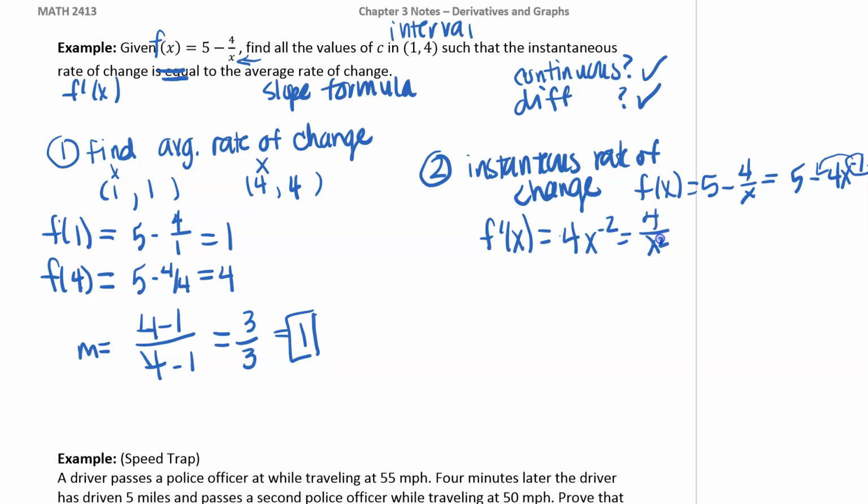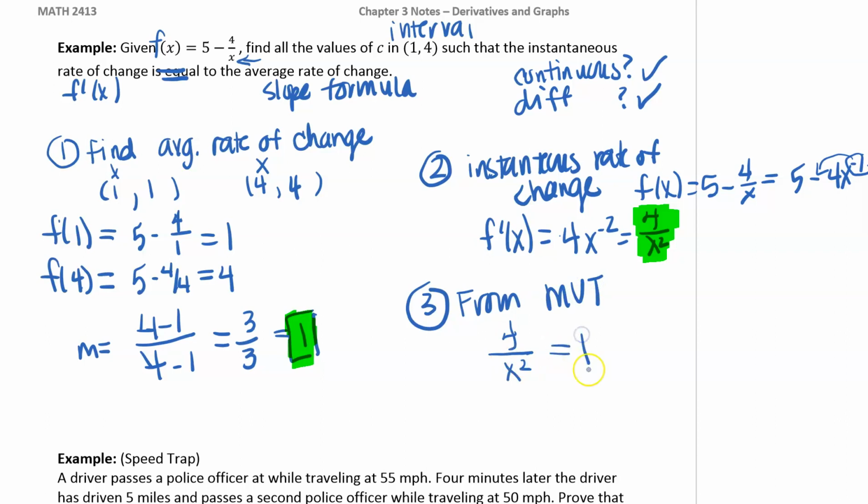So 4 over x squared. And so I want to take this average rate of change, set it equal to this instantaneous rate of change, and use my mean value theorem. And so step 3, finally step 3, from the mean value theorem, I want to set 4 over x squared equal to 1. So in order to solve this out, I'm going to multiply both sides by x squared to cancel it.